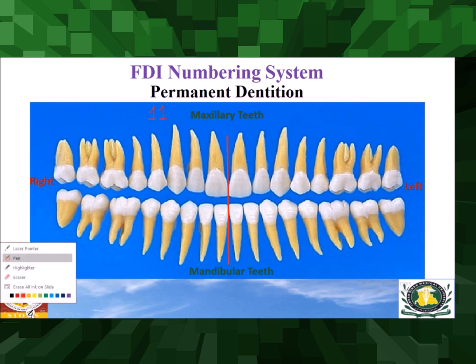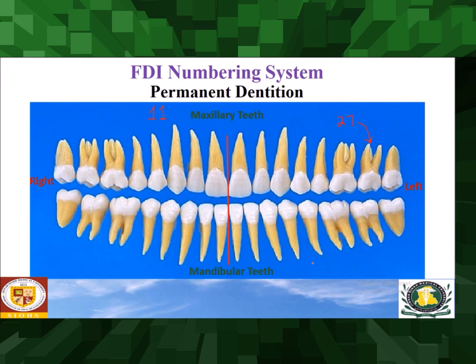Now the maxillary left second molar. This is the first molar, this is the second molar. So this is the maxillary left second molar, and the quadrant number in the FDI notation system is 2. Now this tooth is 1, 2, 3, 4, 5, 6 and 7. So this tooth is referred to as 2-7 in the FDI notation system.